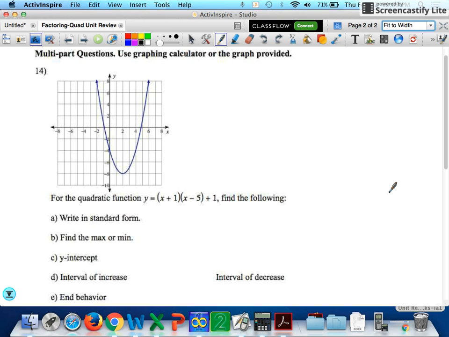For number 14, this is where we get onto those graphing problems, okay? Here we got the graph itself, and then we've also got an equation in factored form, and we want it in standard form, okay? This is where we do our distribution multiplication, or what I found a lot of you still doing is using the box method, the multiplication for this, okay?